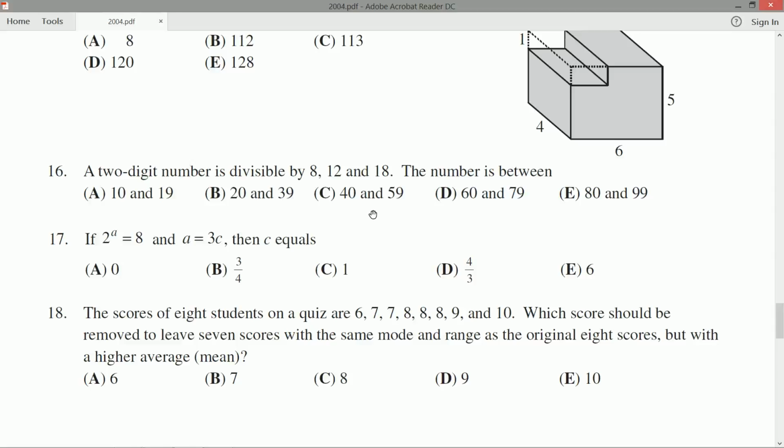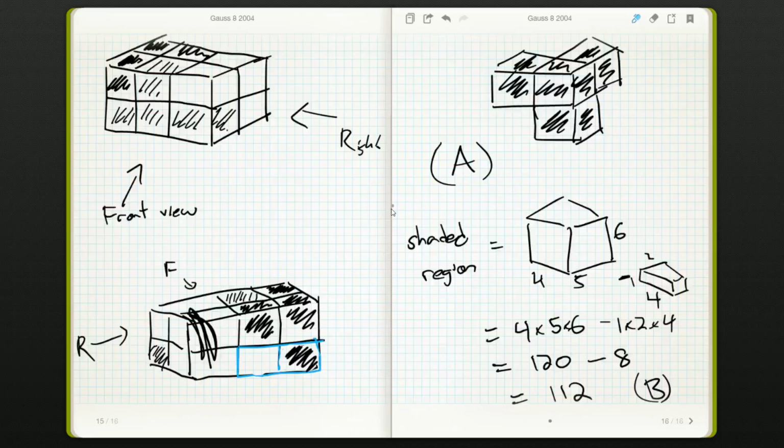So 12 and 18 are already two-digit numbers. So I'm going to bet that, it looks like if it's divisible by all of these, it's divisible by their lowest common multiple, which should be a two-digit number, right? Yeah. So, lowest common multiple here.